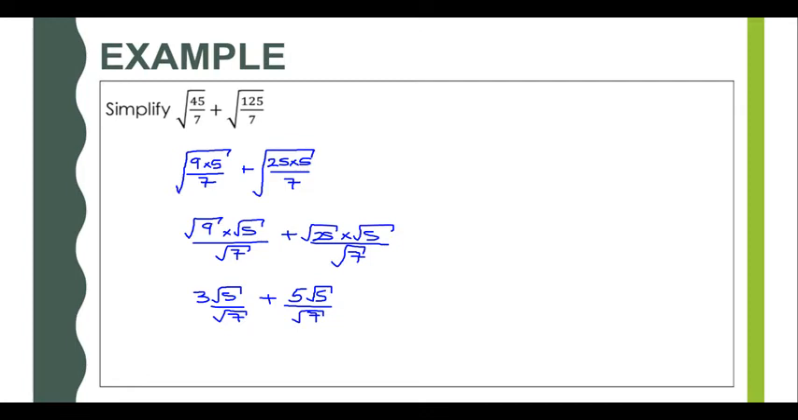We've now got the same numbers in the square roots, so we can add them together. 3 plus 5 gives us 8 root 5 divided by root 7. And to make it look a little bit neater, we can combine the square root again and get 8 times the square root of 5 over 7.